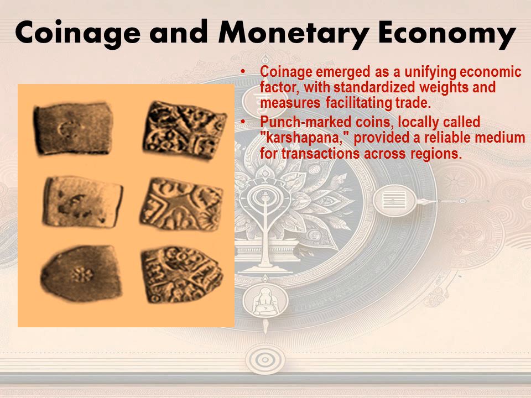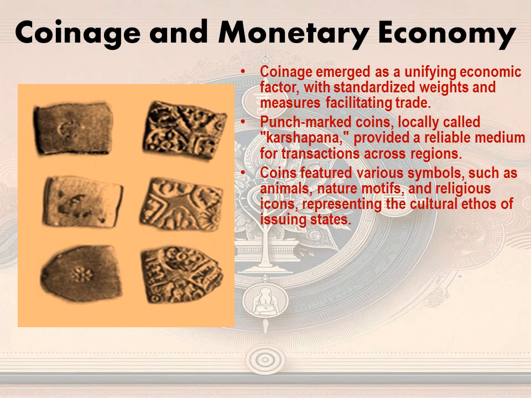So before this there was existence of barter system, and before that there was existence of the monetary form of cows, godhuma. But in the 6th century BC we find existence of punch marked coins. Now these coins were a very reliable medium for transaction of goods across the Mahajanapadas.